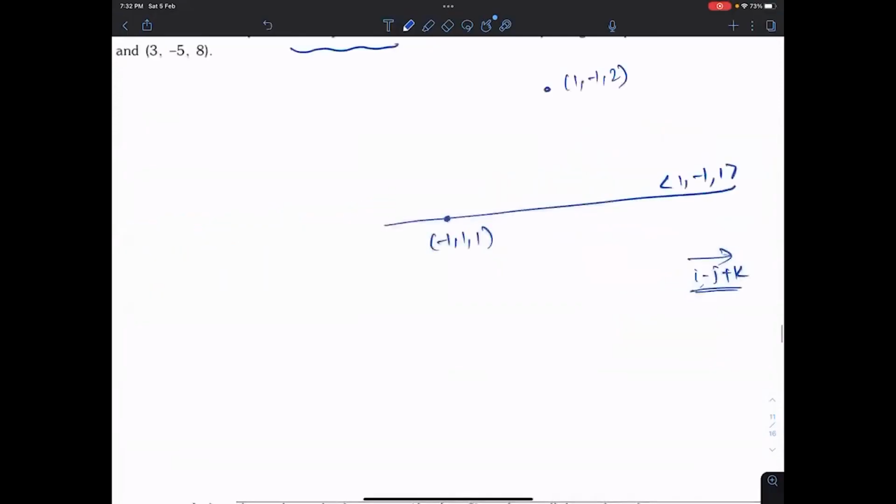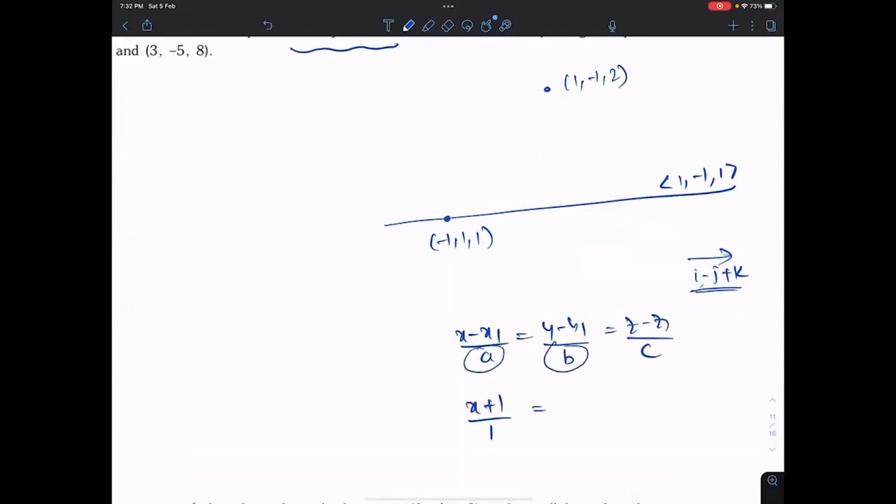Okay. Then what will be the equation of the line? General line, x minus x1 by a equals y minus y1 by b equals z minus z1 by c. A, B, C are direction ratios. So if I just write x plus 1 by 1, y minus 1, y minus y1, this I have to use, na, by b. What is the y component of direction ratio? Minus 1. Z minus z1, 1 by z component of direction ratio, 1. Okay.